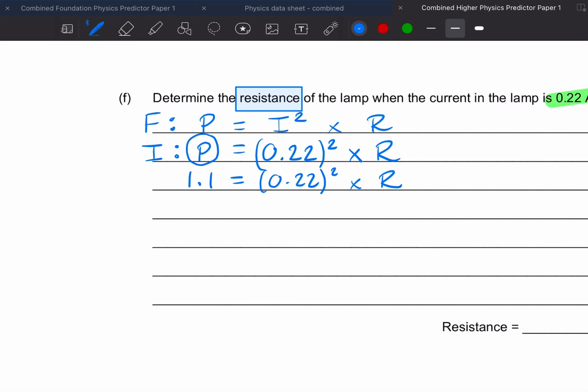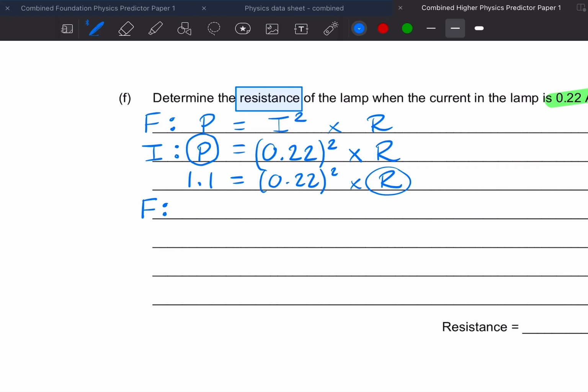So now we've got our formula to the point where we've got two values known, only one unknown value, so we're just going to rearrange. We need to leave R as the subject. So what we do is we do the inverse of what's happening to R. It's currently being times by 0.22 squared.